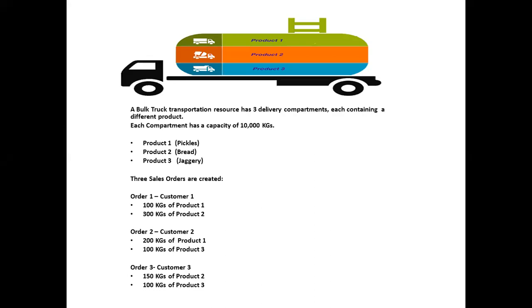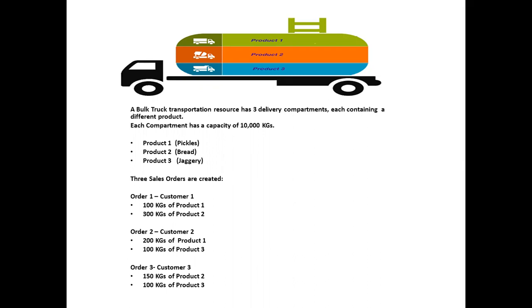So here I'm going to run a scenario in which I'm going to show the use of incompatibility in the compartment based resource. For that, I have taken one example wherein there are three different types of products: one is pickle, the bread, and the jaggery. And there are three different sales orders for three different customers, each having two products.